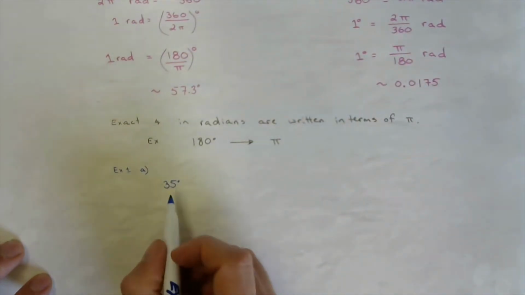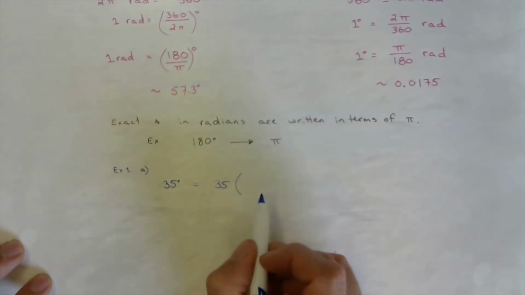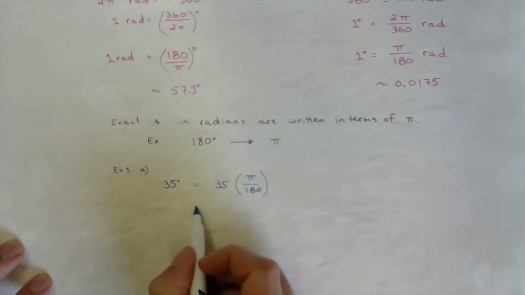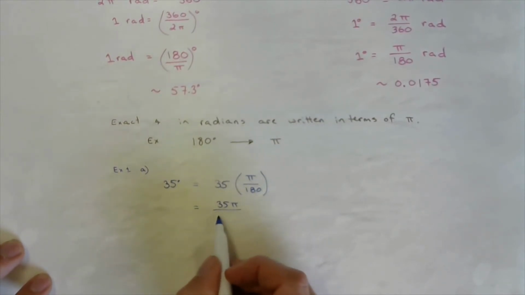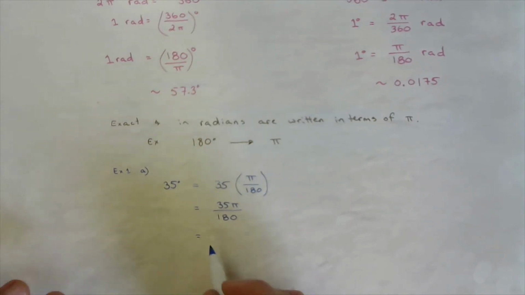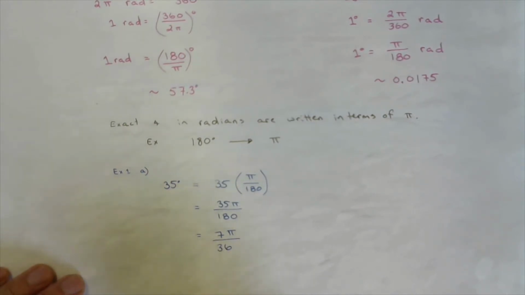So we end up with 35 degrees equals 35 times pi over 180, which gives us 35 pi over 180, which can be reduced because top and bottom are both divisible by at least 5. Give us 7 pi over 36. Okay, so 35 degrees is the same as 7 pi over 36.